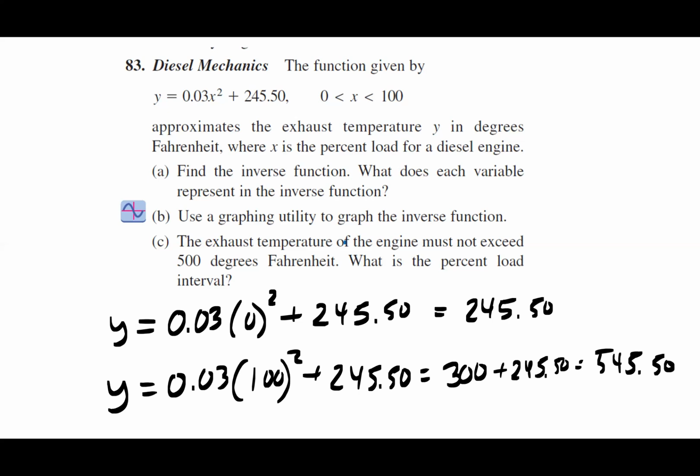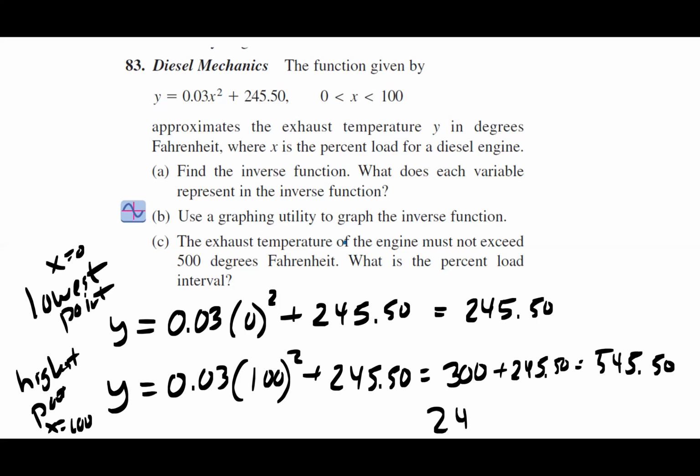We plugged in the lowest value for X and the highest value for X. So now that was the lowest point in the temperature scale and the highest point. That corresponded to X equals 0, and this one went to X equals 100. So what I know is this: I know that 245.50 is less than Y, which is less than 545.50. Are we good there? So those correspond. That 0 corresponds to the 245.50, and the 100 would correspond to the highest temperature it goes. Cool. Okay, so now we're going to create a different function. We're going to create the inverse function. So let's jam.